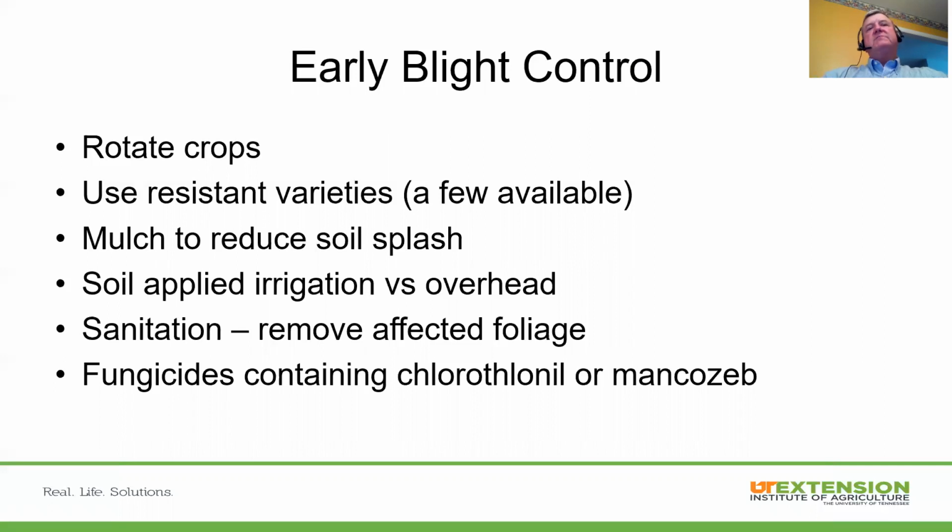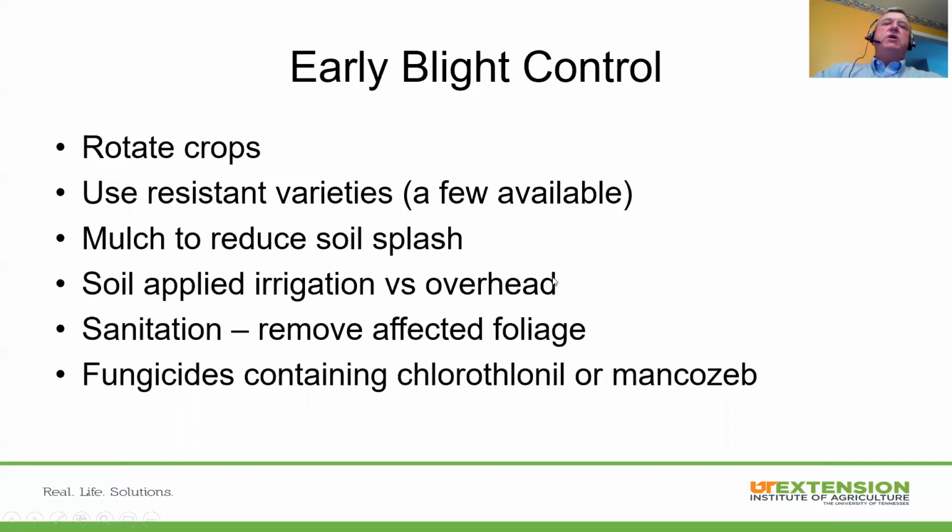Mulching around the plants may help some to reduce soil splash up on there, because the disease can reside in the soil itself. Use soil applied irrigation versus overhead irrigation to minimize wetting the foliage. Good sanitation also. When you see infected foliage down on the lower section of the plants, especially early in the season, removing that affected foliage, taking it out of the garden, can be a good thing.